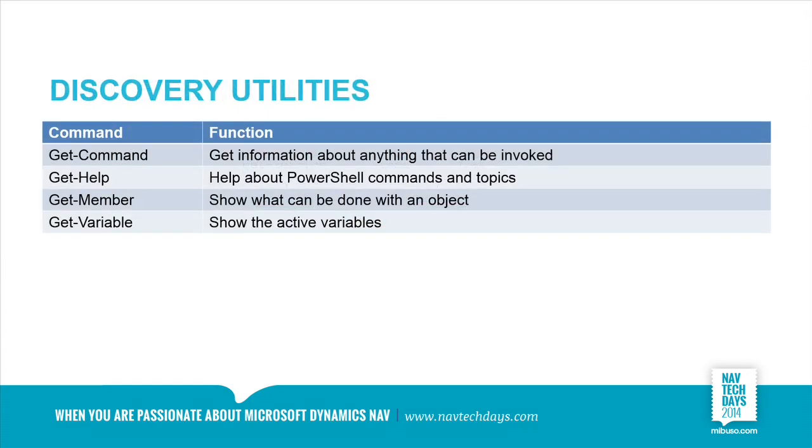Before we start typing some PowerShell, let's show a little bit more on the discovery utilities. We have Get-Command, just to find which commands there are. Get-Help. Get-Member, to find which properties we actually can use on what we get back. And Get-Variable, which variables are in my runspace that I can use in my script. Sometimes also quite useful.